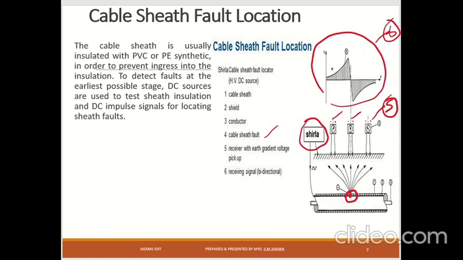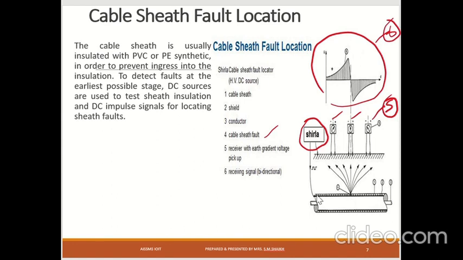So now what is done in this is this particular cable sheath fault locator will inject a voltage. Most of the times it is a DC impulse. It is either a DC signal or an impulse signal which is injected into this sheath over here. Now what happens when the device injects a signal over here, then these receivers pick up these signals.